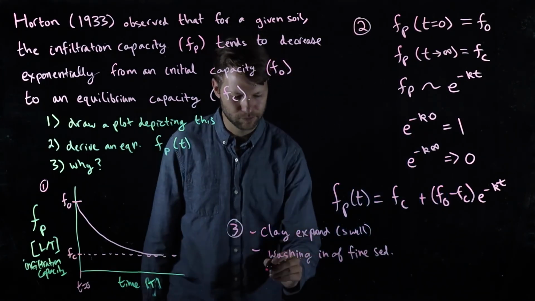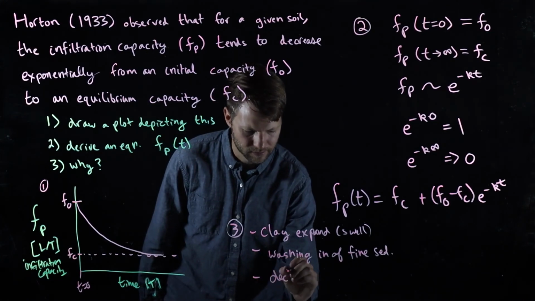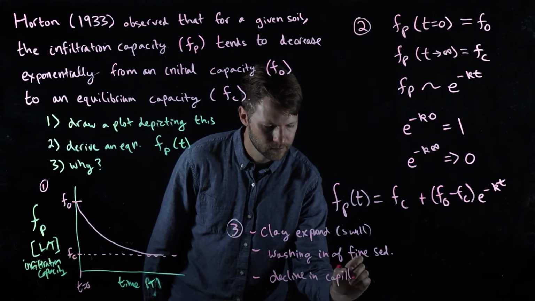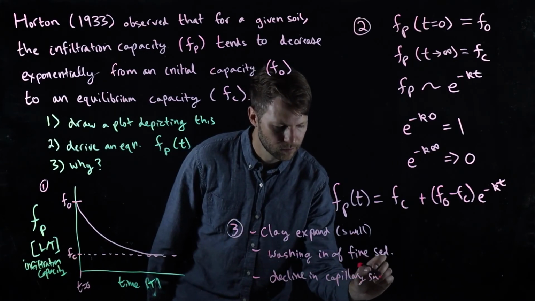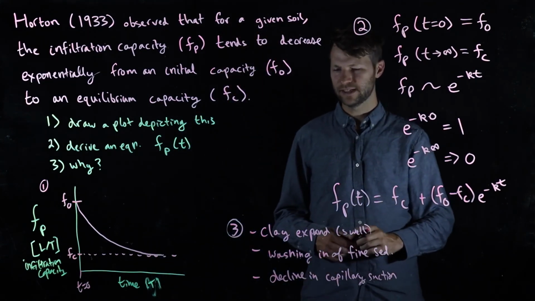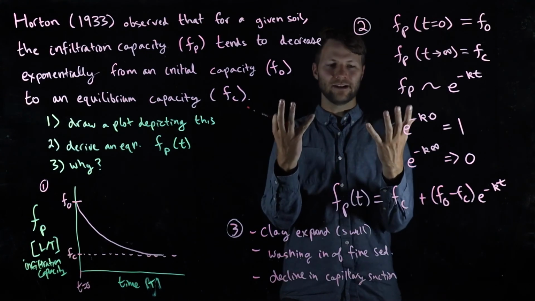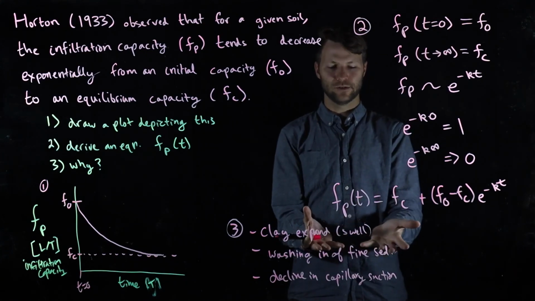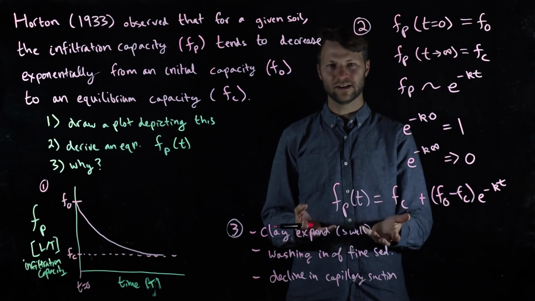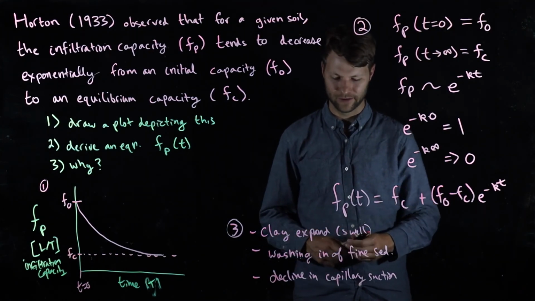But one of the most important things is actually that there's a decline in capillary suction with time. And we're going to talk about this in a fair amount of detail further on in the class. But the general idea is that dry ground, like a dry paper towel, is going to try to suck up water. But as it gets wetter and wetter, that suction power decreases. And we're going to leave it at that for now.